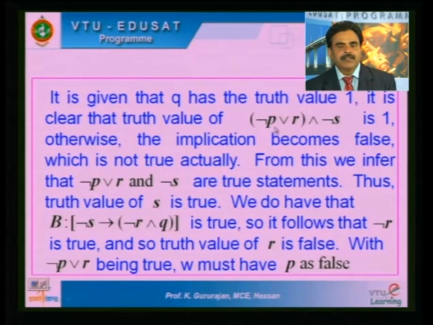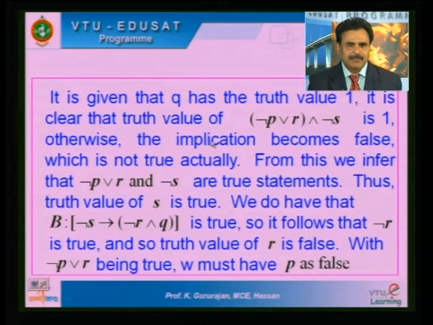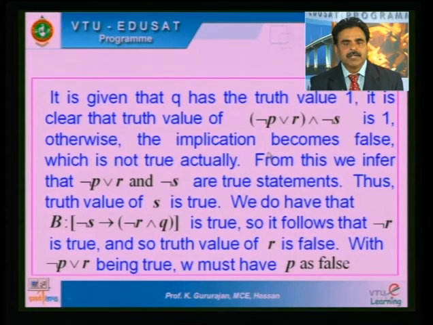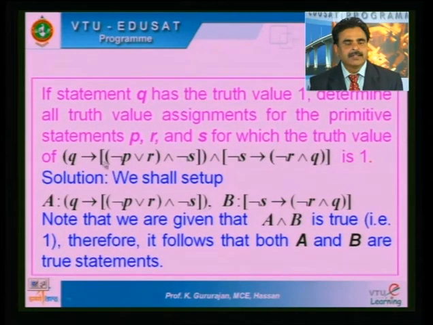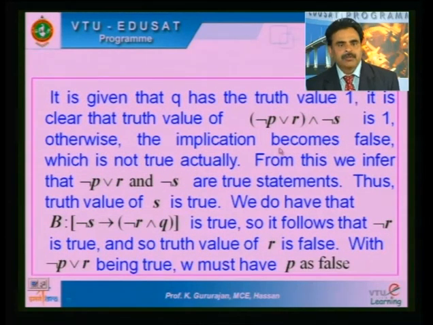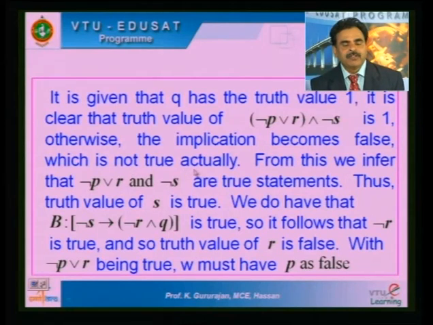Considering this viewpoint, and using that Q has the truth value 1, it is clear that the truth value of negation P OR negation S is 1. Can you tell me why? Why will this formula assume the truth value 1? Because Q is given to have the truth value 1. Here, Q is true and the implication is true. Yes or no? The implication is true. Q is true. Therefore, there is no way this one will assume the truth value F. So the truth value of negation P OR negation S must be true. Otherwise, the implication becomes false, which is not true actually.